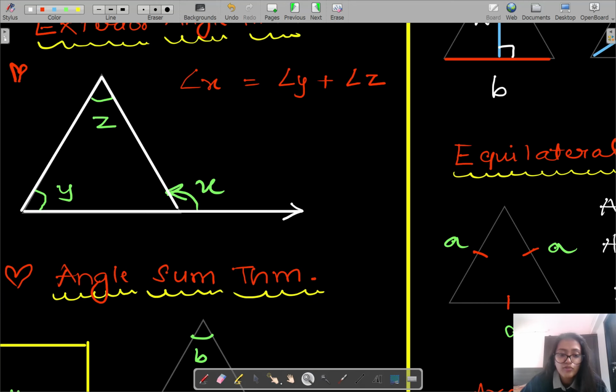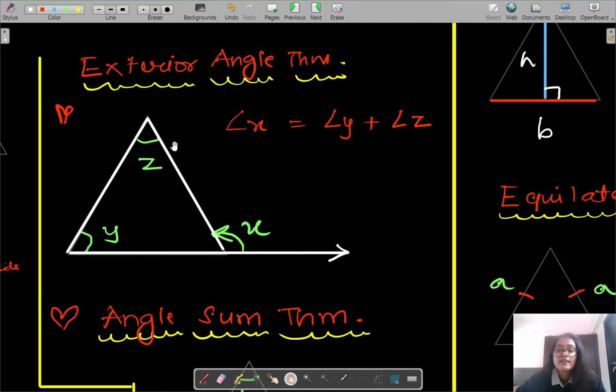Exterior angle theorem is also very important. In exterior angle theorem, if you have a triangle and if you extend any one side of the triangle like this, then you get this sort of an angle. I've given it a name X. Now this exterior angle X will be equal to the sum of the two interior opposite angles.